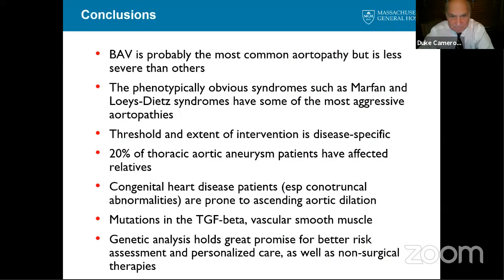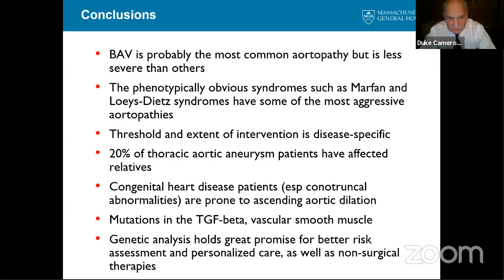So in conclusion, bicuspid aortic valve is probably the most common aortopathy, but it is a less severe aortopathy than most that we've talked about today. The phenotypically obvious syndromes, such as Marfan syndrome and Loeys-Dietz, have some of the most aggressive aortopathies. The threshold for intervention and the extent of intervention or resection is disease specific, and there really wasn't enough time to go over those in great detail.